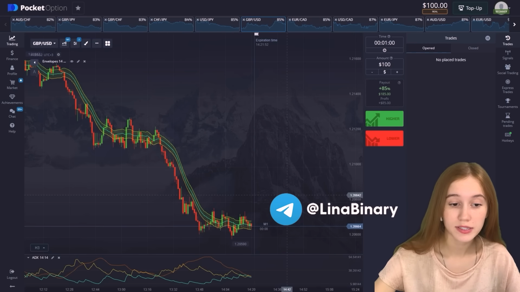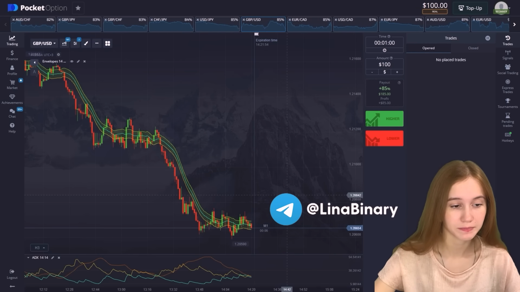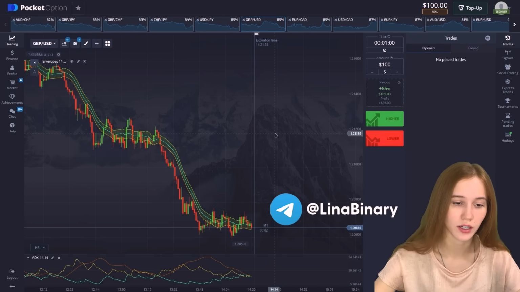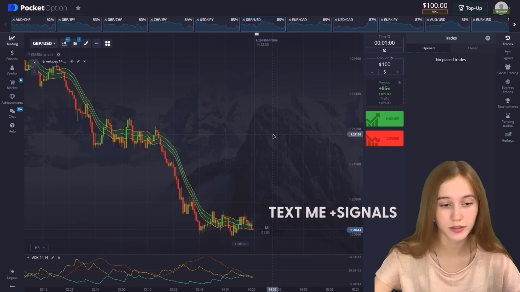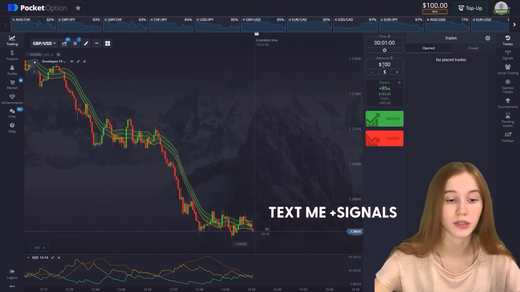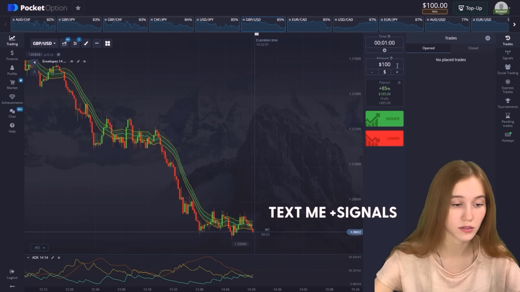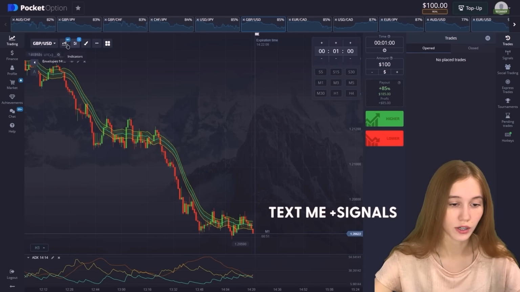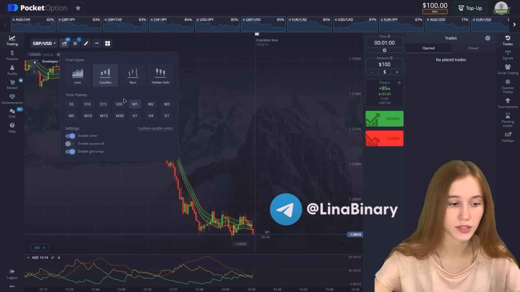Let's see what happens. Let's set up our workspace. What we see, the trade amount will always be $100. The trade time will be 1 minute. I will enable the minute time frame and candles. Also, trade on currency pairs, and here are today's currency pairs.